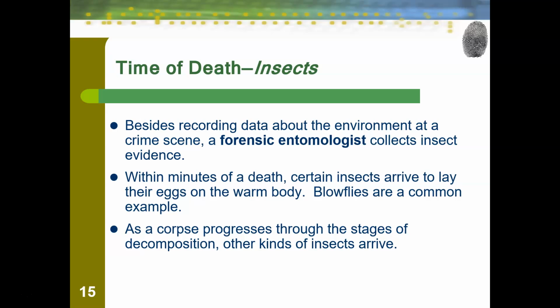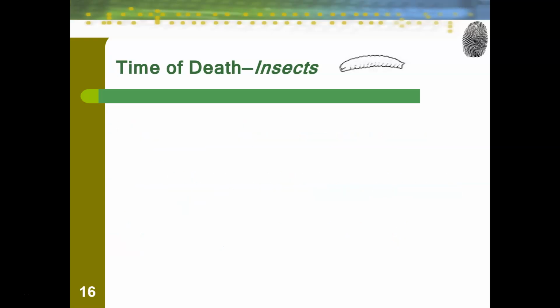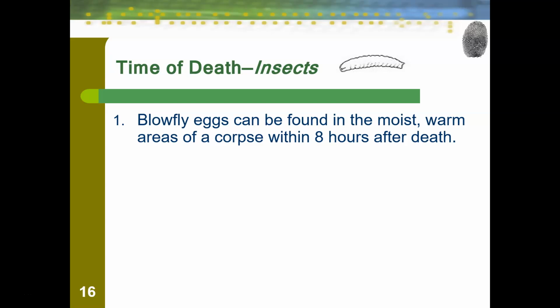As a corpse progresses through the stages of decomposition, other kinds of insects arrive. Once again, we are not going to be getting into them, just because you could do a whole course on this. We're going to focus on the blowfly. So let's talk about the blowfly. The blowfly eggs can be found in the moist, warm areas of the corpse within 8 hours after death. So think ears, mouth, all of your places that get sweaty when you exercise. That's where the blowflies are going to lay their eggs, because that's going to be the warmest, safest place.